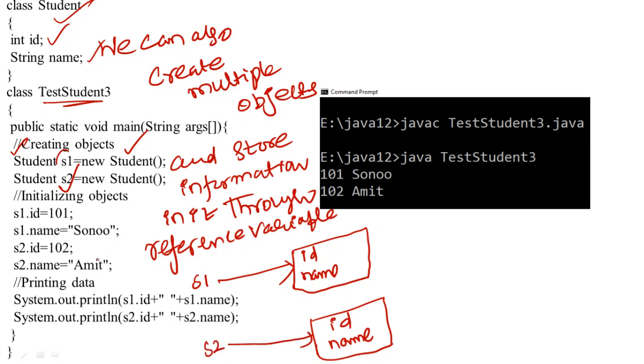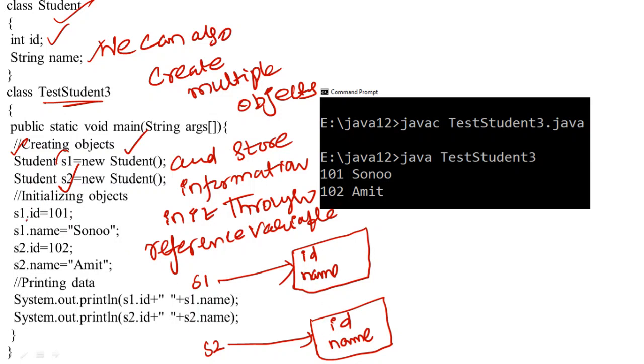What is the difference between this program and my previous program? In the previous program we created only 1 object. Here we created 2 objects. That's what we were saying, that we can also create multiple objects, more than 1, and store information. After creating, I can store information. I can keep something in id and in name.